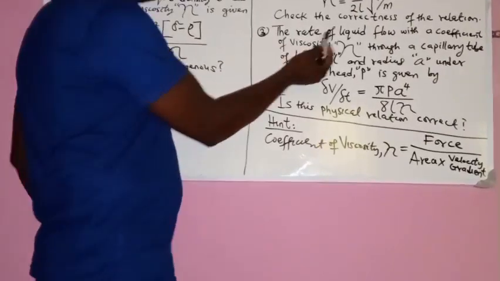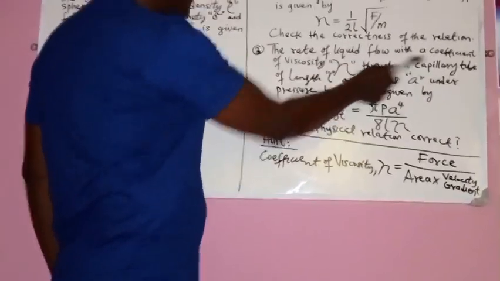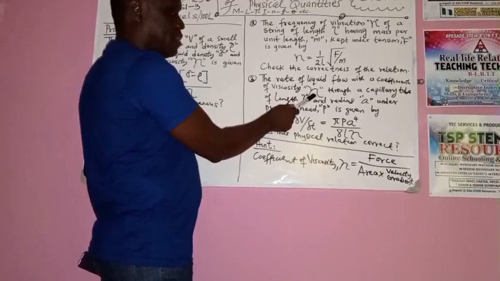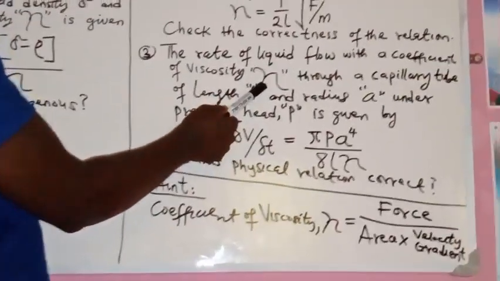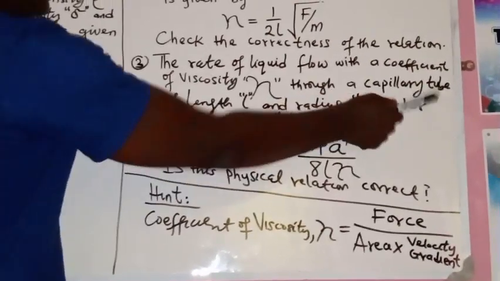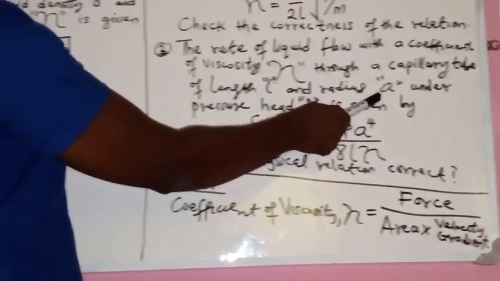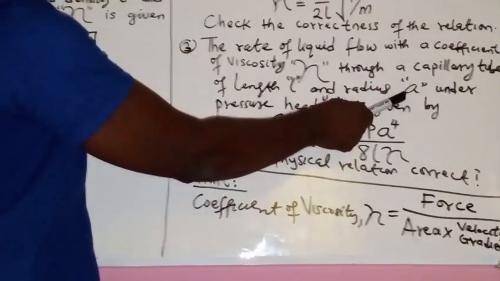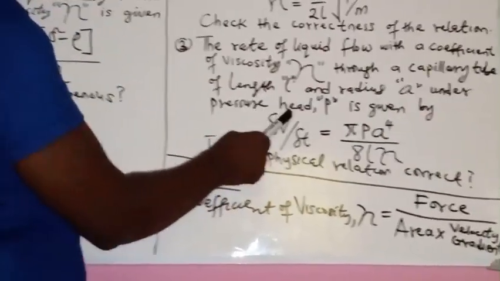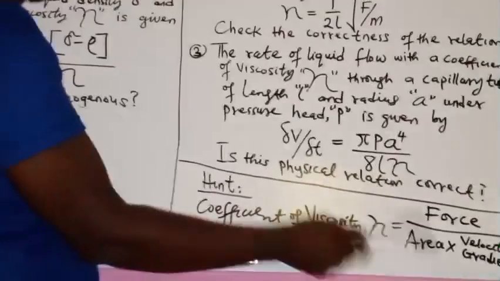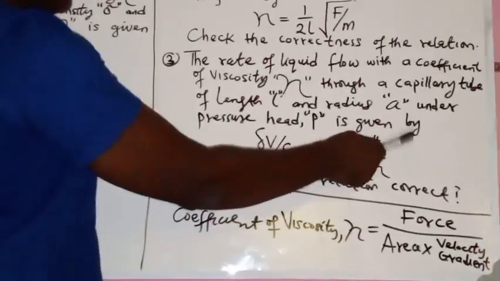So it said the rate of liquid flow with a coefficient of viscosity. This symbol looks like the one they use for frequency here, but this is the actual symbol for coefficient of viscosity. Through a capillary tube of length L and radius A. Can you see that? Instead of using R, we use A for radius. Under pressure P. Pressure P means pressure, okay? It is given by, you see that?